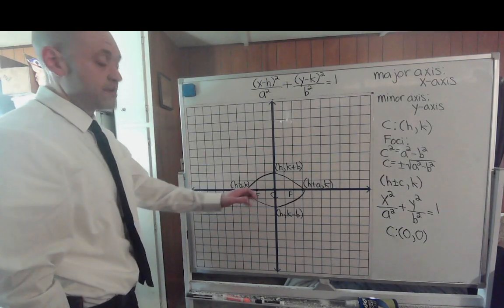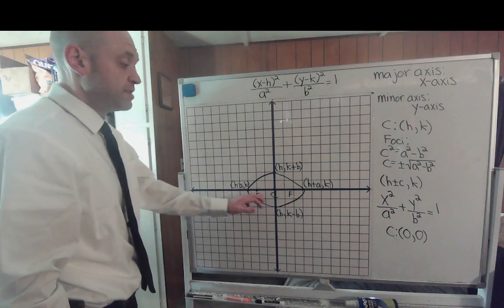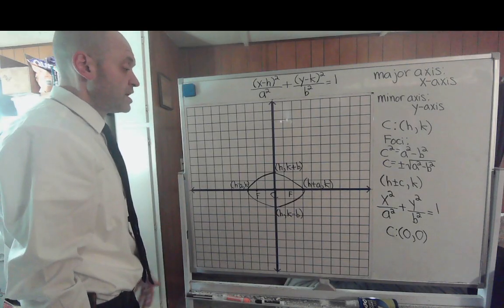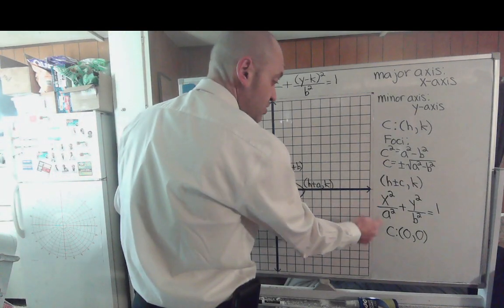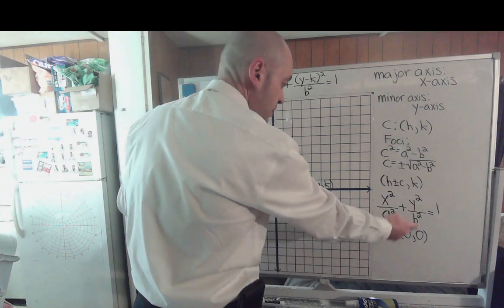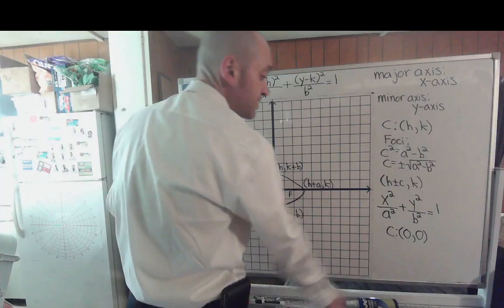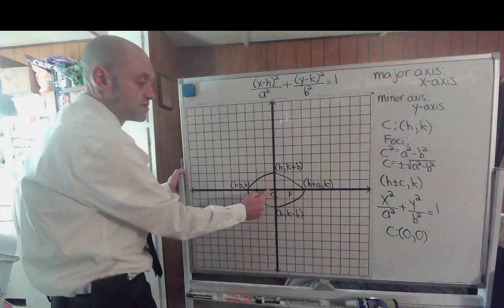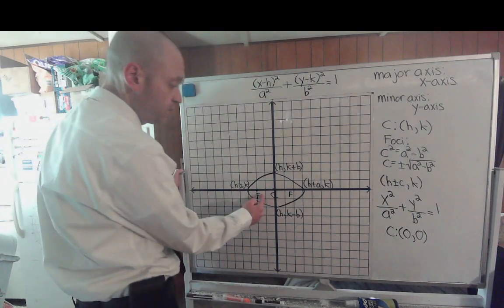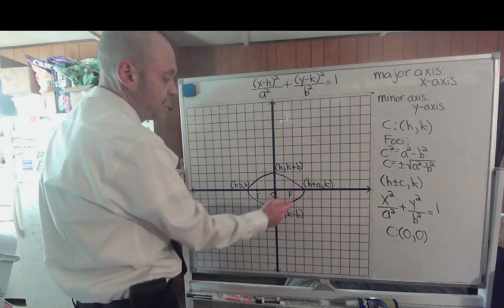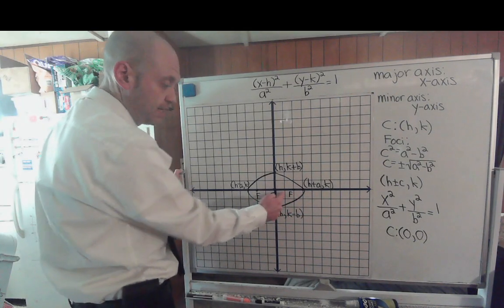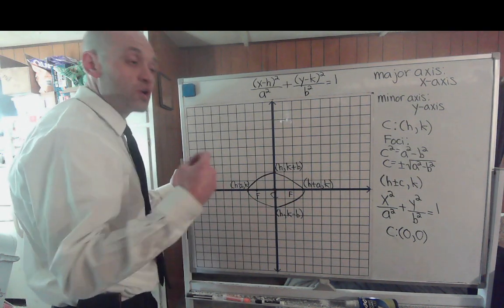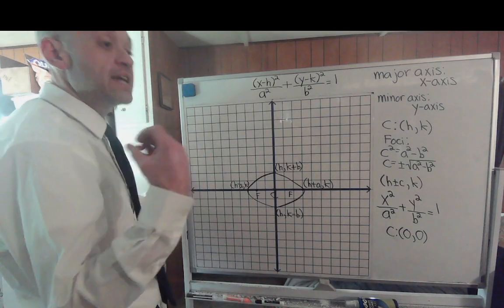And the foci, just like in a parabola, will always be inside of the ellipse. They'll always be inside of the ellipse. So in this case, I have x squared over a squared plus y squared over b squared equals 1, with the center at (0, 0), because it's just x squared, just y squared. The center is at the origin. I put my foci in here somewhere, and they're always equally distant from the center, as are the endpoints of the major axis and the minor axis.